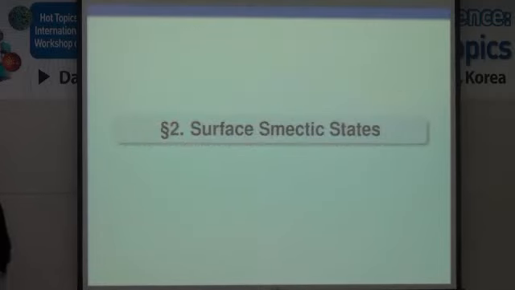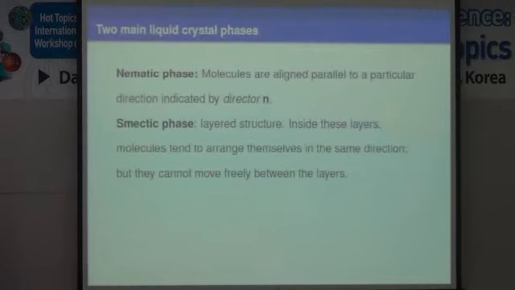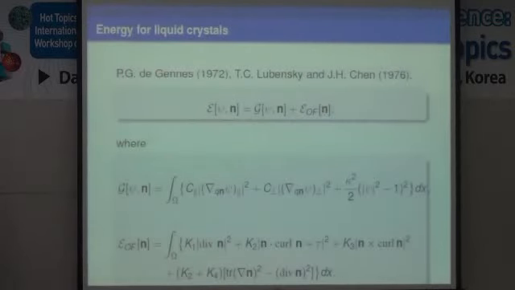Now let me go to the liquid crystal part. Okay. Skip this introduction part. Here I want to use the energy introduced by De Gennes and later on by Lubensky and Chen. So the energy consists of two parts. The first part is, okay, basically for the order parameter psi, which corresponds to the smectic, and the second part is the Oseen-Frank energy. Again, it's too simple for you, but still too complicated for me.